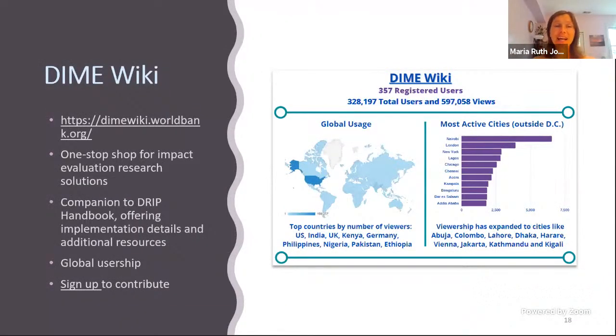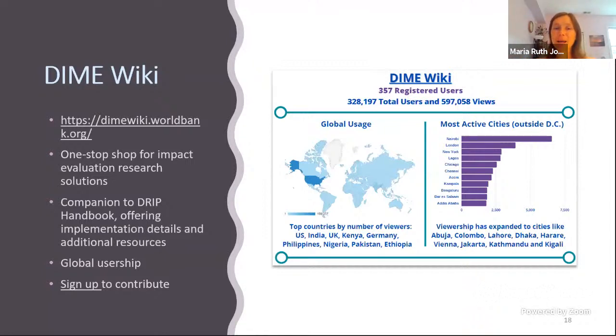So as I mentioned, the handbook is accompanied by the DIME wiki, which is a one-stop shop for impact evaluation research solutions. And you'll see links throughout the handbook guiding you to the wiki for more details, and specifically implementation resources and additional links and tools that you might find useful from external partners. The wiki has been alive for about 3 years now, and we're excited to have a broad and global community of users.